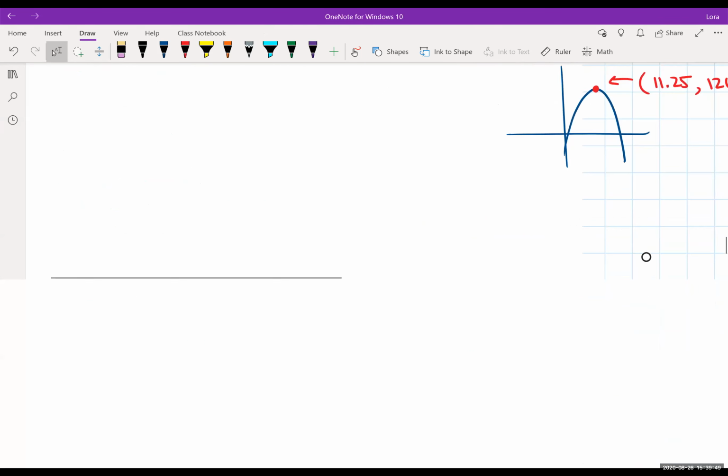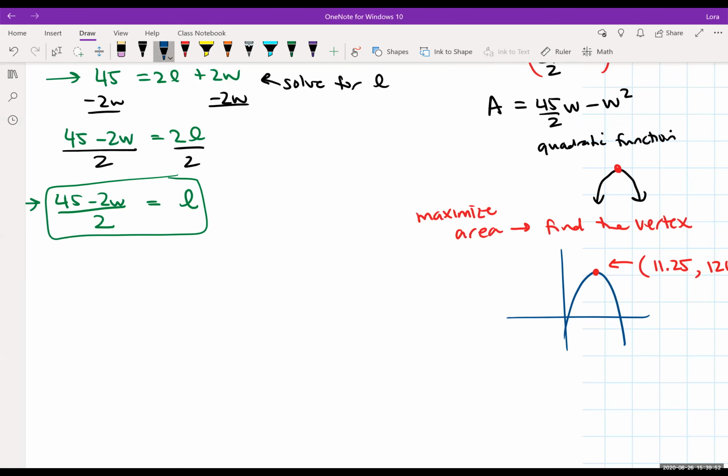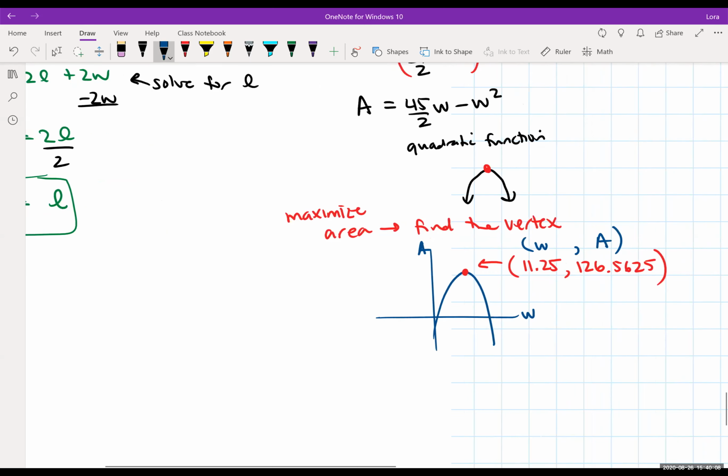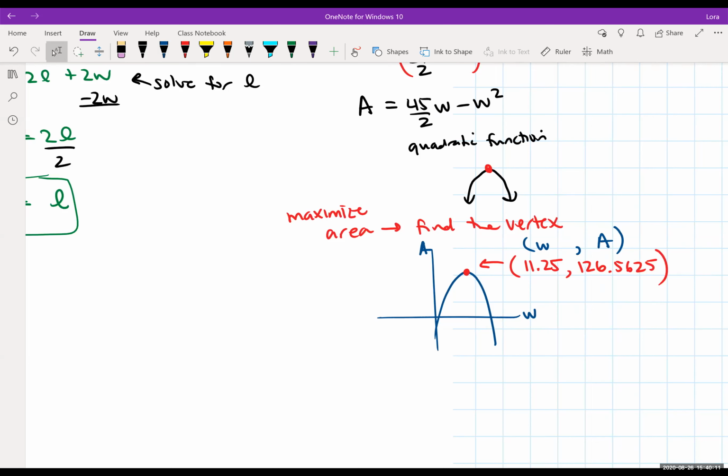Now remember that the way our graph is graphed, we have area as a function of width. So technically, instead of a y-axis, we have an a-axis. Instead of an x-axis, we have a w-axis. So it's kind of nice to note what part of the vertex stands for what type of measurement. So when we speak about width, it looks like the width is going to be 11.25.